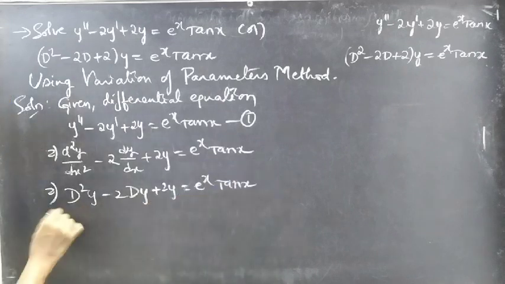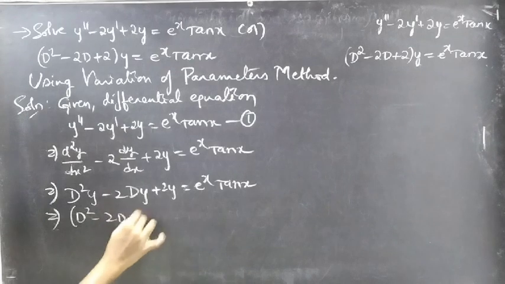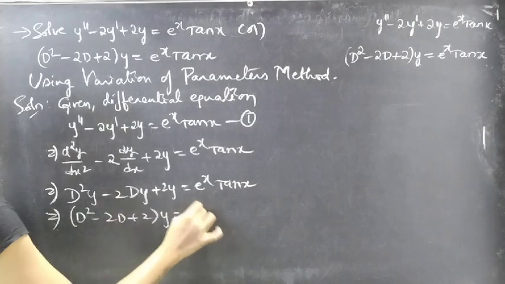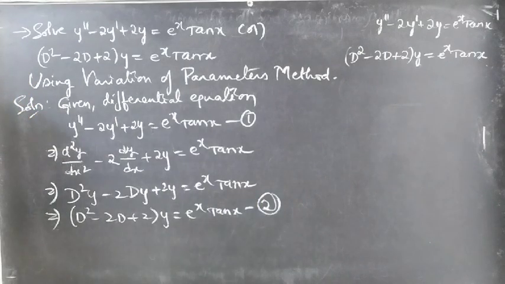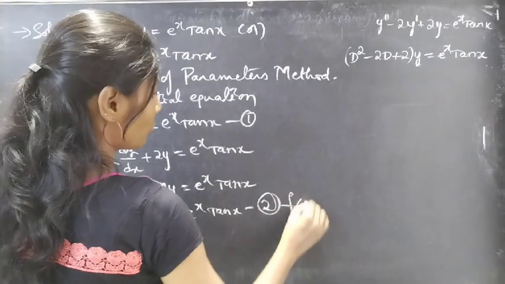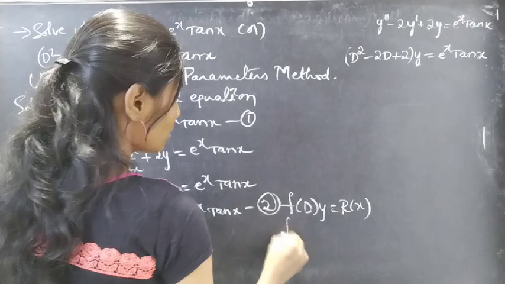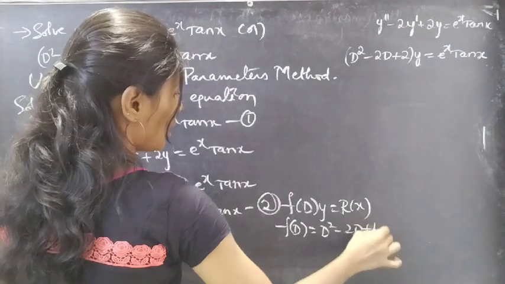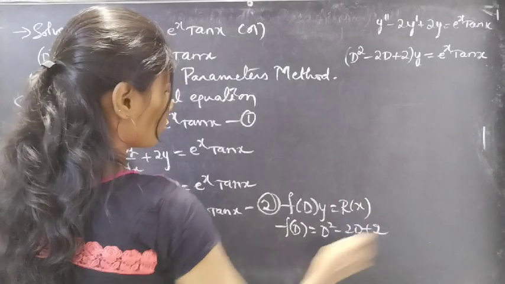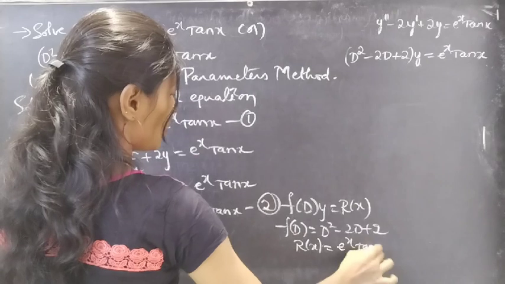Now take y common from all the three terms of LHS. We'll get (D square minus 2D plus 2) into y equal to e power x tan x. Consider as equation number 2, which is in operator form. Equation 1 in operator form is our equation 2. Say f of D into y equal to some function of x, where f of D is D square minus 2D plus 2 and R of x is e power x tan x.